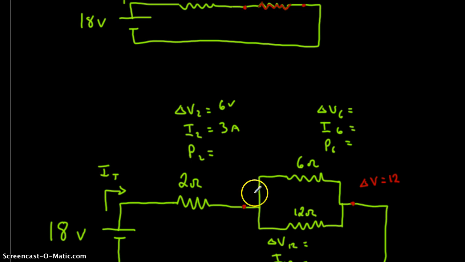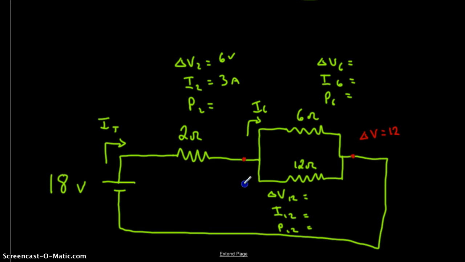Remember that this total current is going to branch out. So we're going to have some current that comes through this 6 ohm resistor, and we're going to have some current that comes through the 12 ohm resistor. So the goal would be now to calculate what are each of those. So we know that across this 6 ohm resistance, we have 12 volts. We figured that out before.